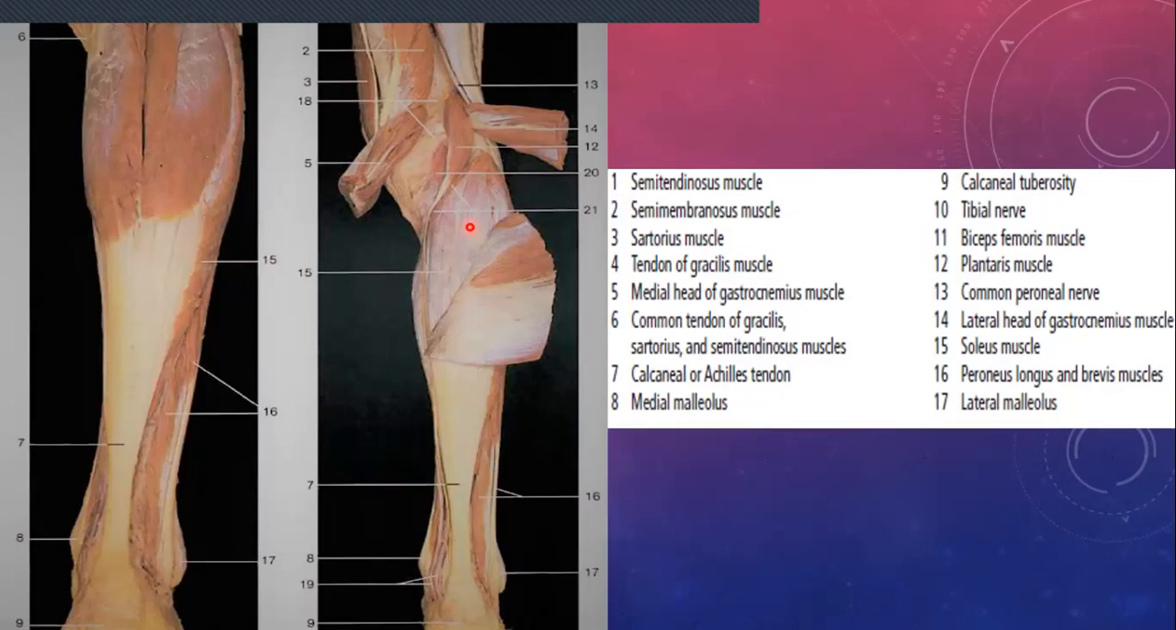Why? Within soleus muscle, we have a rich network of venous sinuses known as the soleal sinuses. Now, during contraction of the soleus, venous sinuses usually connect superficial veins to the deep veins. So during contraction, blood is pumped from the superficial veins to the deep veins. So it acts as a peripheral heart. Okay, please remember that.